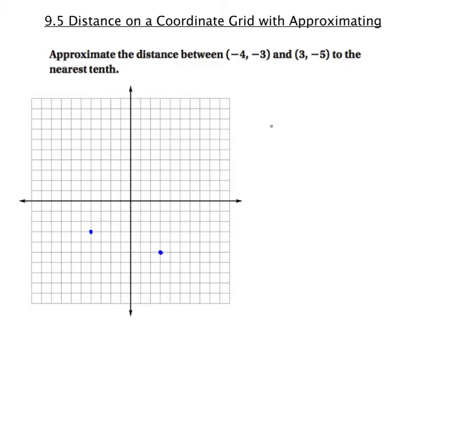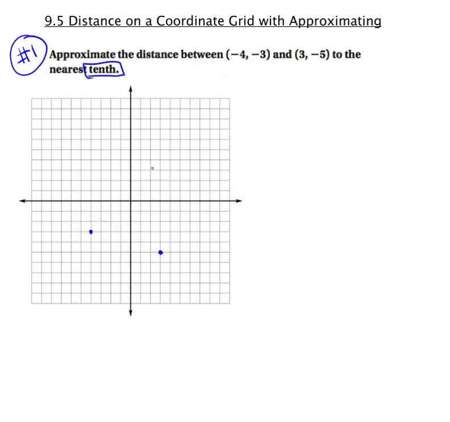9.5 distance on a coordinate grid with approximating. So we're taking both skills that we learned in two separate parts and putting them together as one problem. Here we have our first example, number 1. We're going to approximate the distance between (-4, 3) and (3, -5) to the nearest tenth. So we have to watch out for that, the tenth.